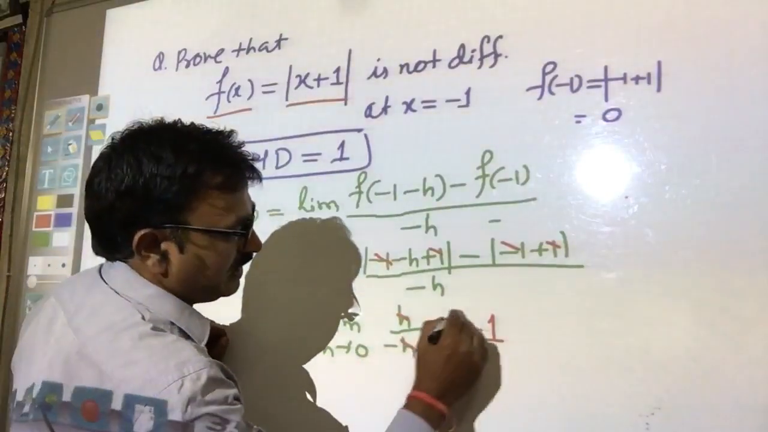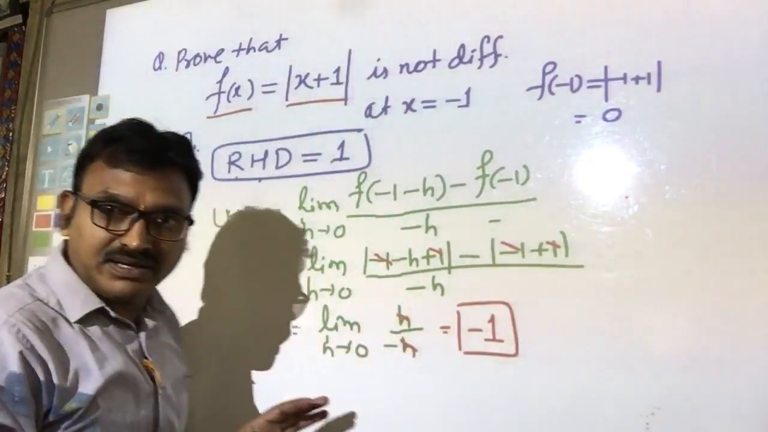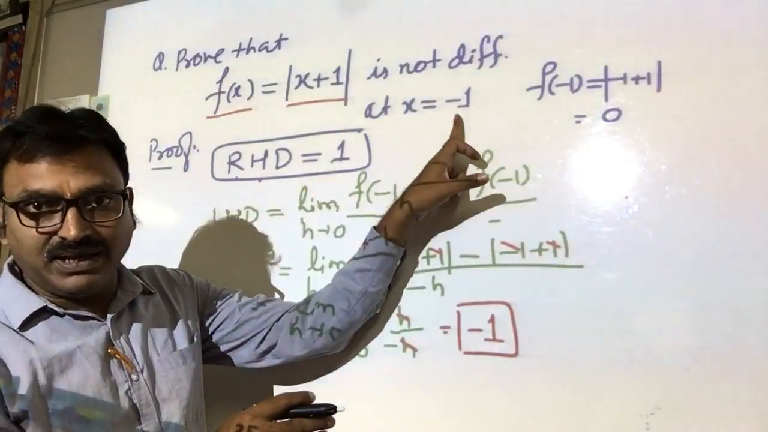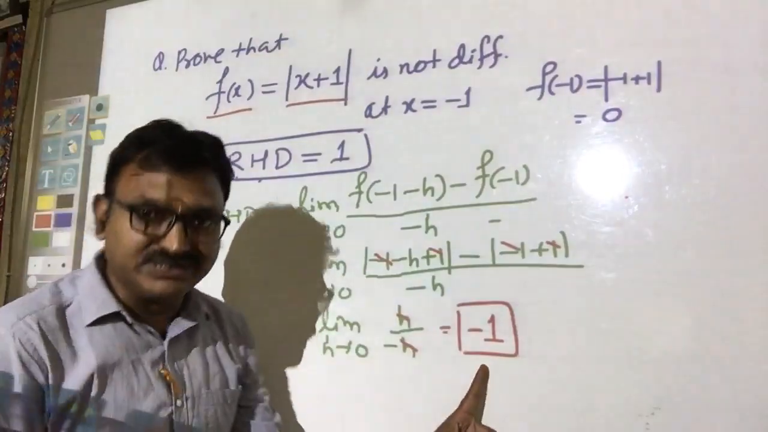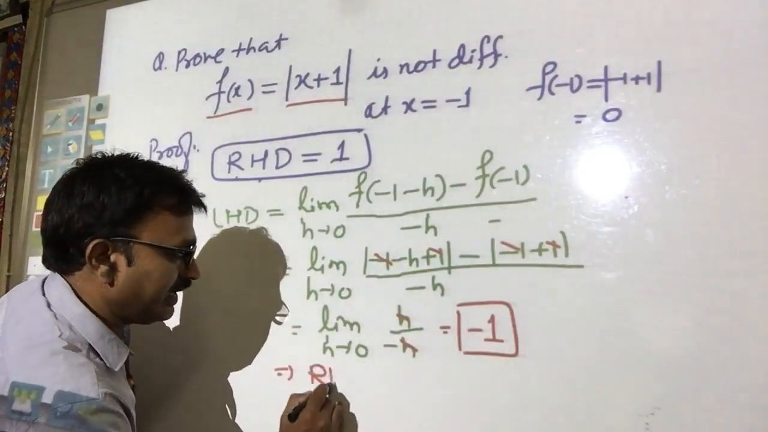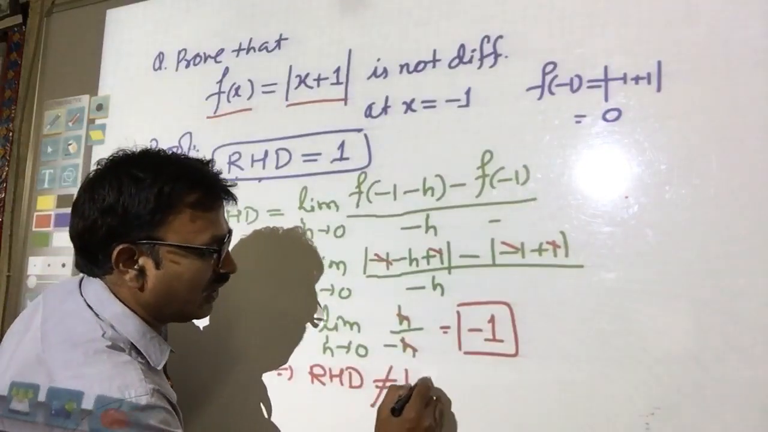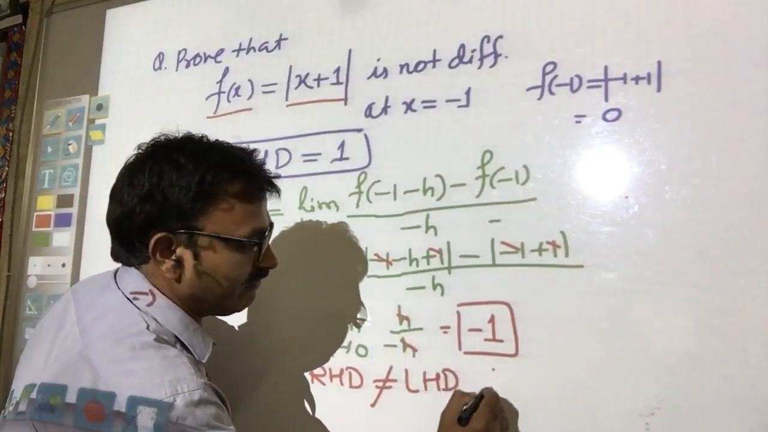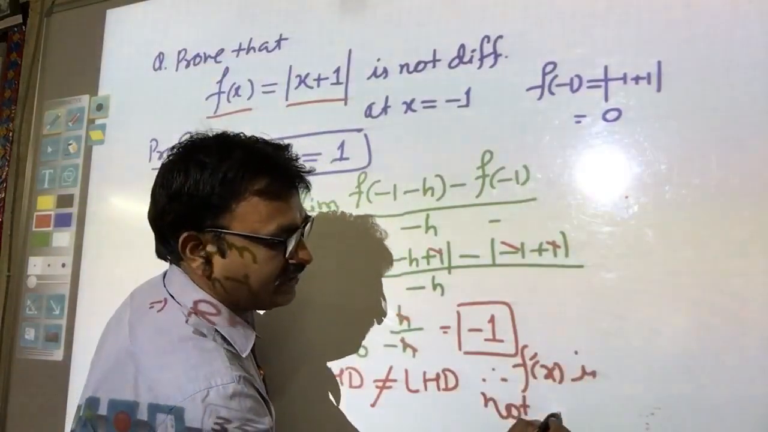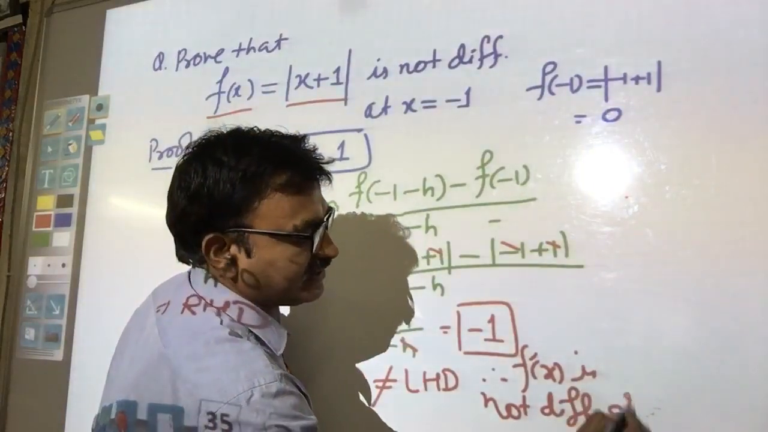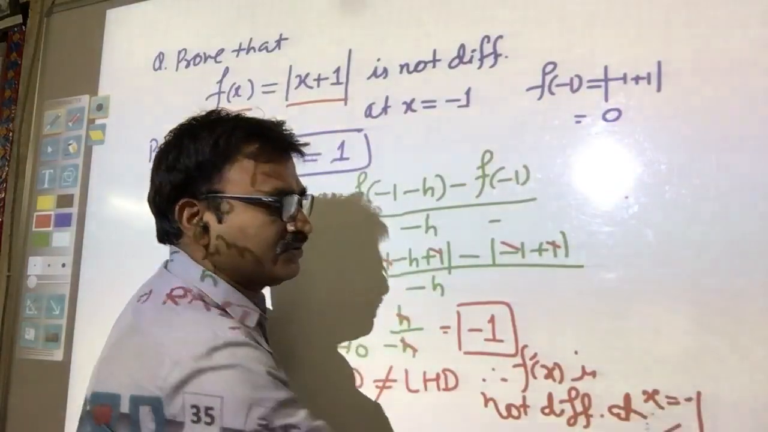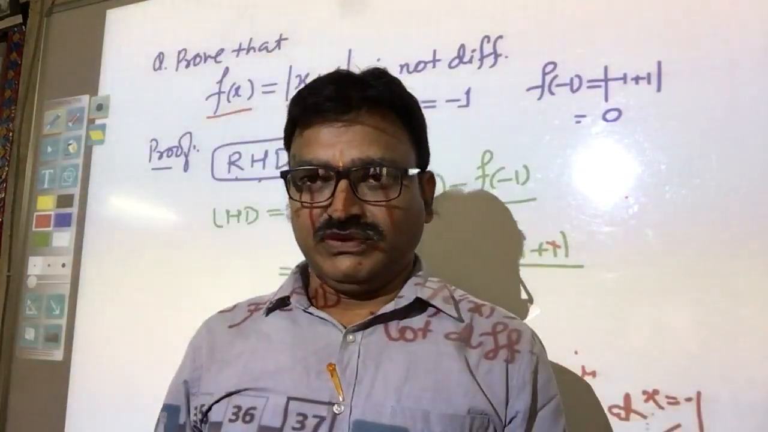So students, now we can say the right hand derivative is 1 at point x equal to -1, but the left hand derivative is -1 at point x equal to -1. It implies the right hand derivative is not equal to the left hand derivative. Therefore, f(x) is not differentiable at x equal to -1. So this is the way to prove this type of question.